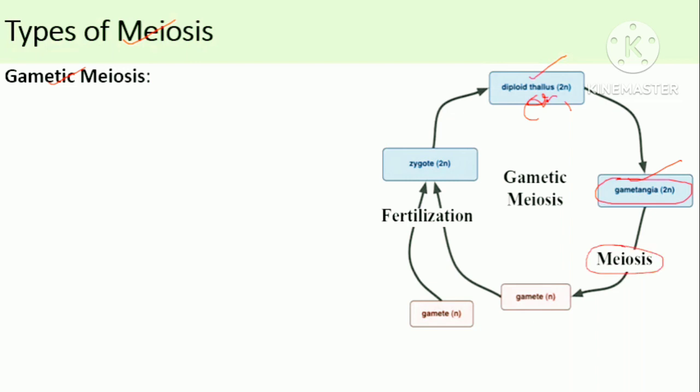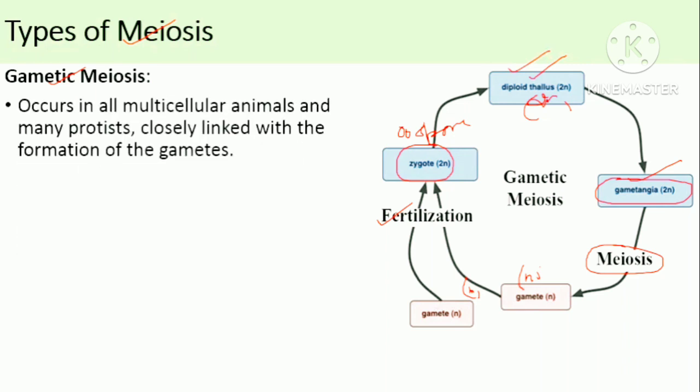That may be isomorphic or heteromorphic, and both the gametes are haploid. Then they will undergo the process of fertilization and will form the diploid zygote, which is also known as oospore, and it will grow into the mature diploid thallus. So this type of meiosis, which occurs during the formation of gametes, is known as gametic meiosis. It occurs in all multicellular animals and many protists, closely linked with the formation of the gametes.